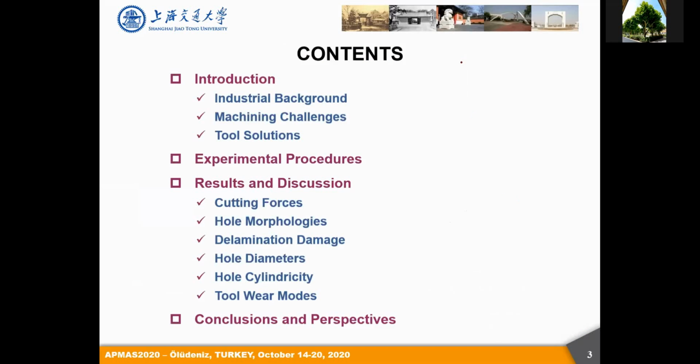The next slide presents the contents of my presentation. I will follow this sequence. In subsection 1, the introduction part, I will introduce the industrial background, as well as the machining challenges faced by current manufacturing sectors when dealing with carbon fiber reinforced polymers. Then some tool solutions to deal with the difficulties encountered in composite materials will be presented.